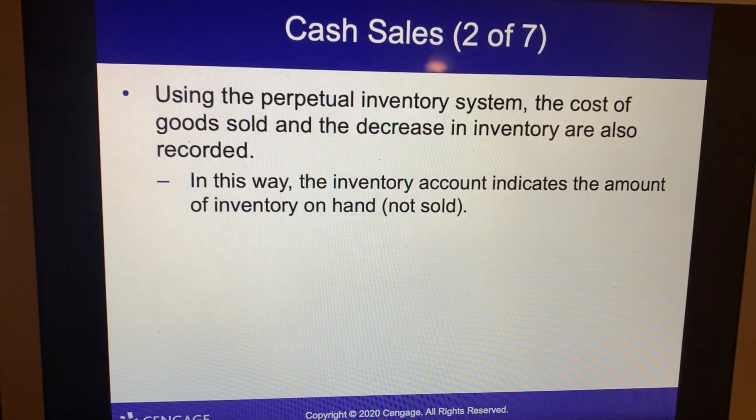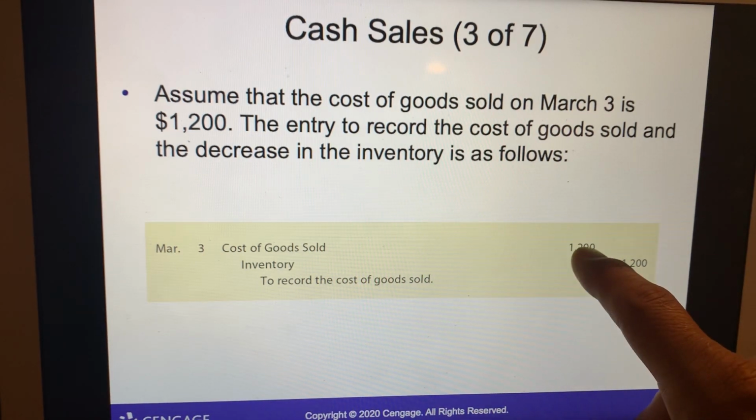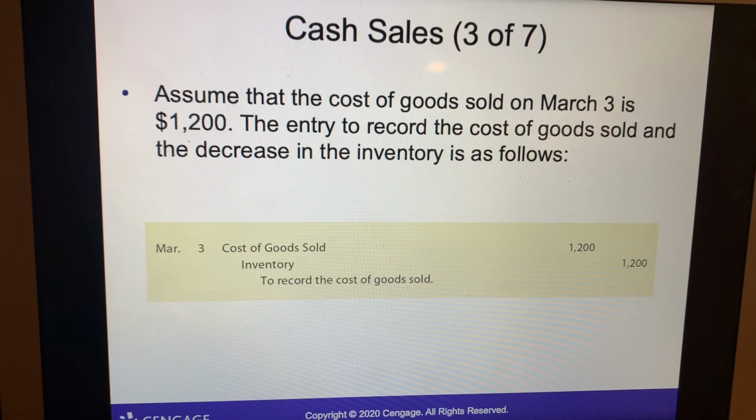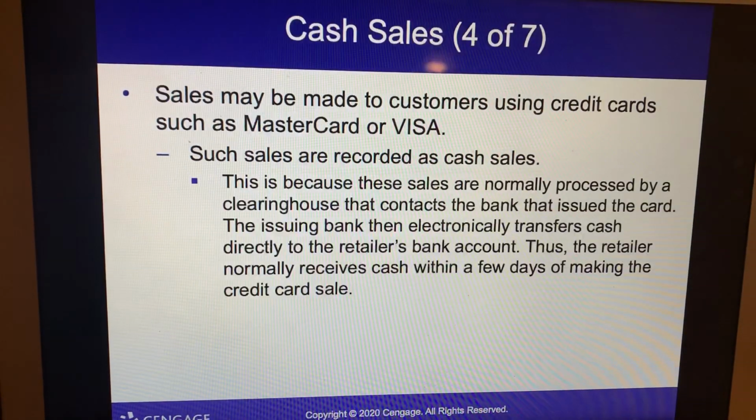Using the perpetual inventory system, the cost of goods sold and the decrease in inventory are also recorded. In this way, the inventory account indicates the amount of inventory on hand not sold. So assume the cost of goods sold on March 3rd is $1,200. The entry to record the cost of goods sold and the decrease in inventory is as follows. Cost of goods sold $1,200, inventory $1,200. And don't forget, cost of goods sold is an expense, so this is going to the income statement, and this is going to the balance sheet. Inventory is a current asset.